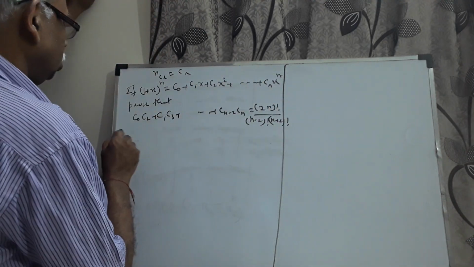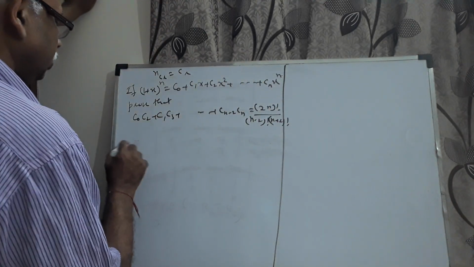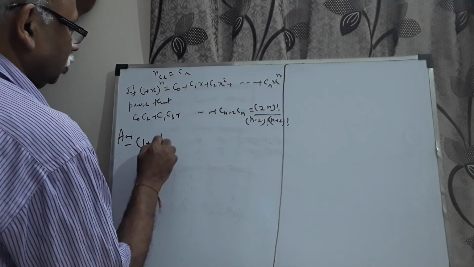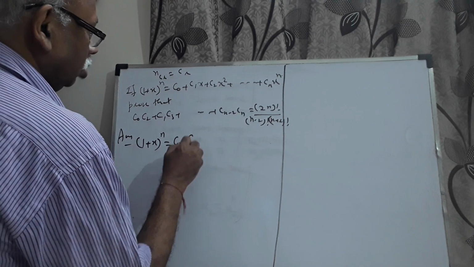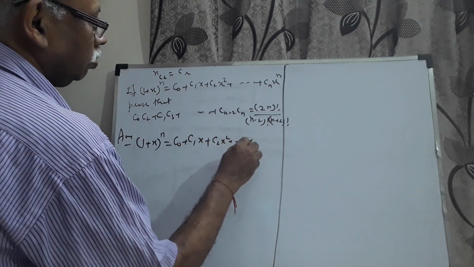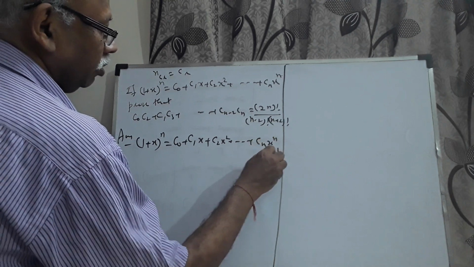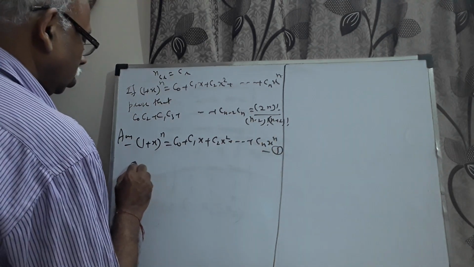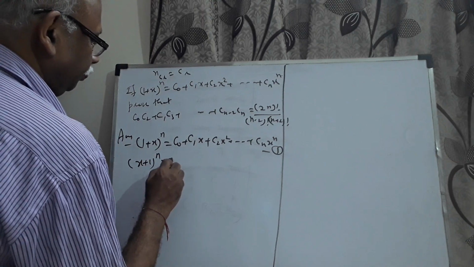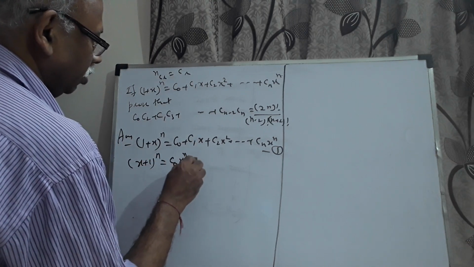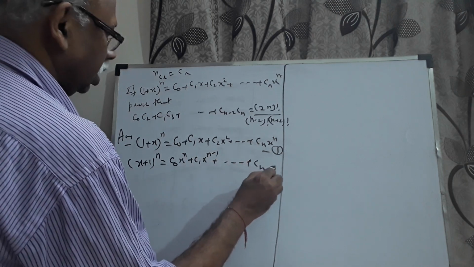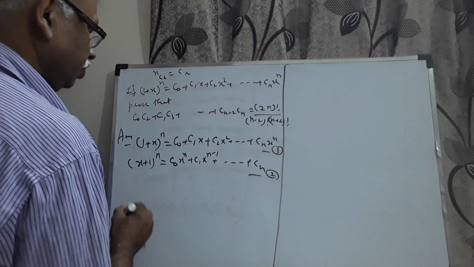The proof is not difficult. Just see here. Answer. (1 plus x) whole power n is nothing but C0 plus C1x plus C2x squared plus etc. Cn x power n. Name this as 1. Also (x plus 1) whole power n becomes C0 x power n plus C1 x power n minus 1 plus etc. Cn. You will have this much.